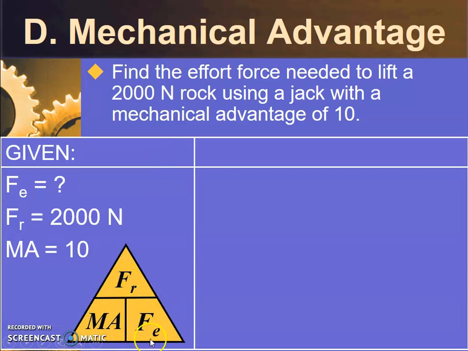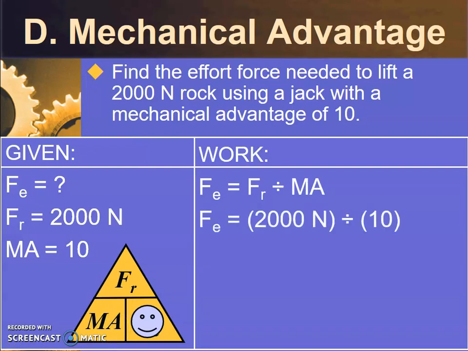Okay, so since we have two forces, this is our triangle that we will use. We'll cover up that F sub E because that's what we don't know. And then this tells us that we need to do F sub R divided by the mechanical advantage. So now we can just plug our numbers in and solve. Okay, so 2,000 divided by 10 is 200. This time we are solving for a force, the effort force, and our force needs a unit, and the force's unit is always newtons. So our final answer would be 200 newtons.